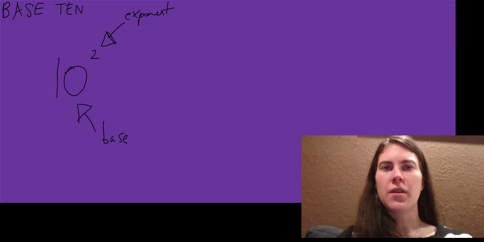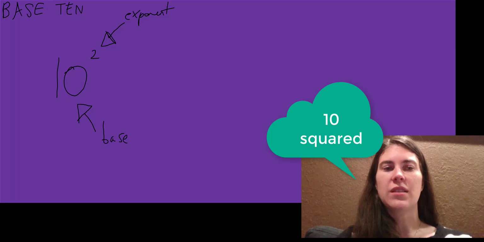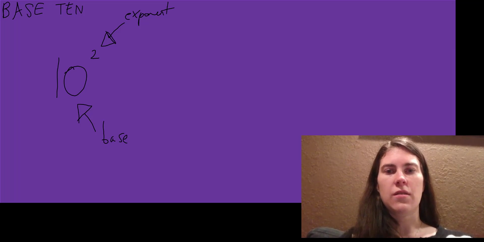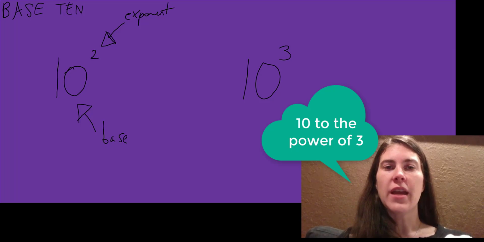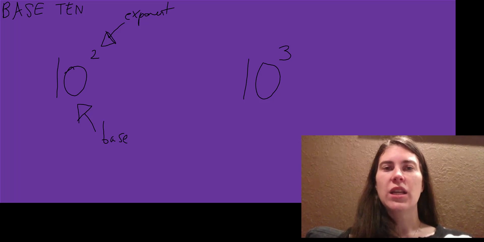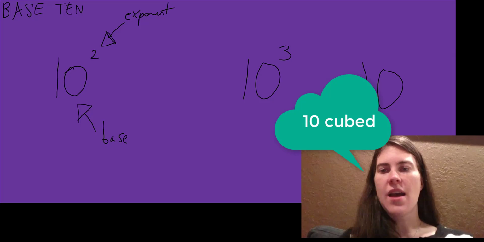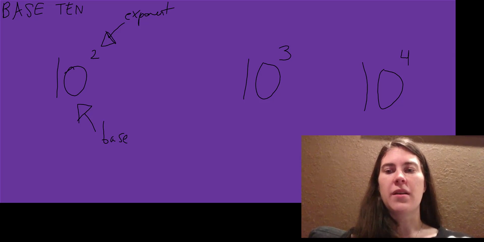I could say that this is 10 to the power of 2, or I could say 10 squared. There's two different ways to say it when the exponent is 2. If the exponent is 3, I could say 10 to the power of 3, or I could say 10 cubed. If the base is 10 and the exponent is 4, I could say 10 to the 4th power. But there's nothing special to say. There's only one way to say 10 to the 4th power.